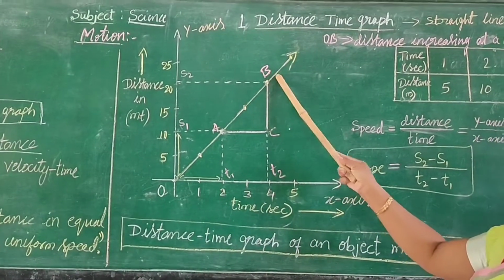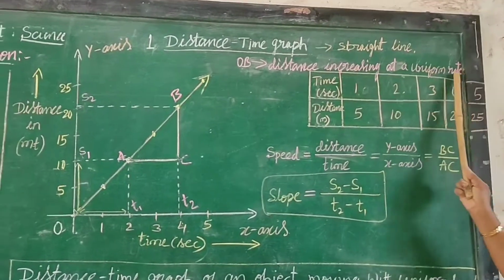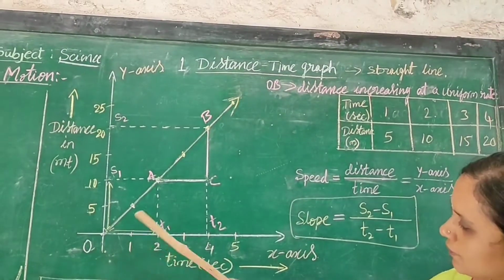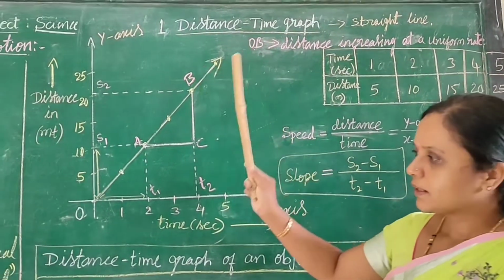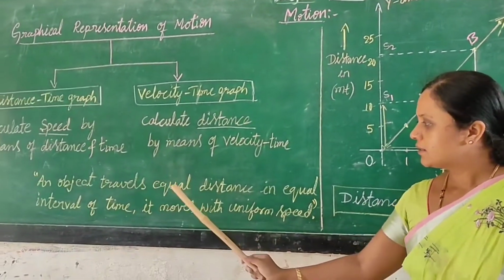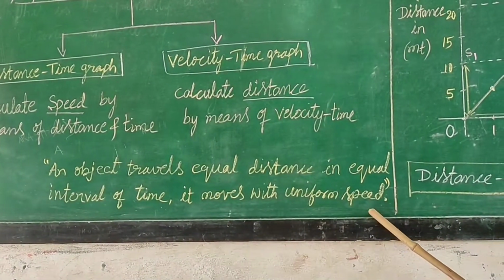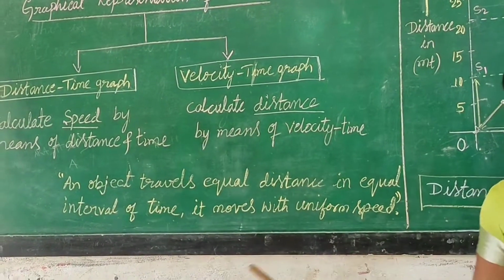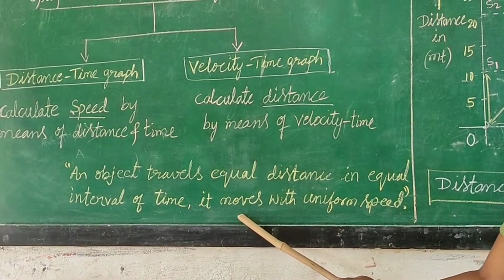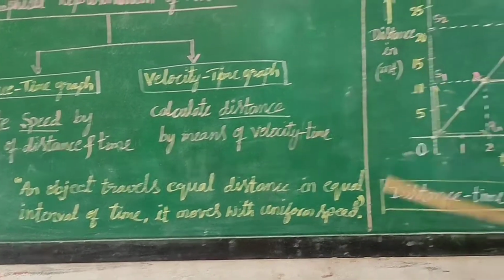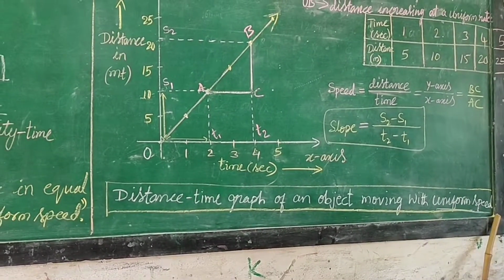Here in this graph, I see OB. OB is a straight line. So what does OB represent? The distance increasing at a uniform rate. At every 1 second the distance increases. So an object travels equal distance in equal intervals of time. It moves with uniform speed. You have already learned uniform speed: when an object travels equal distance in equal intervals of time, we call it uniform speed. This is our distance-time graph of an object moving with uniform speed.